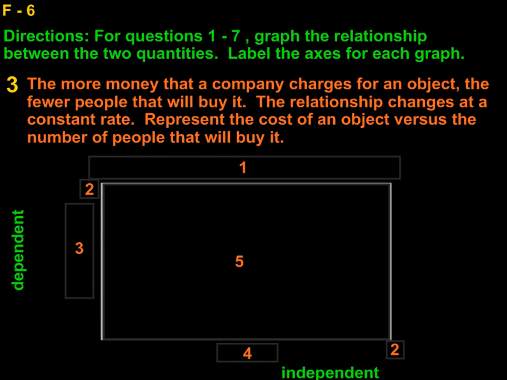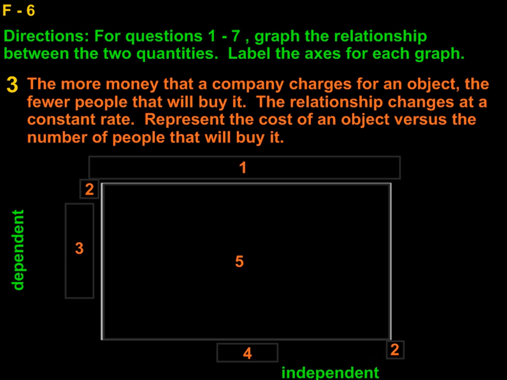With that in mind, let's take a look at question number 3. The directions for 1 through 7 are to graph the relationship between the two quantities, and then label the axes for each graph. So question number 3 states, the more money that a company charges for an object, the fewer people that will buy it. The relationship changes at a constant rate. Represent the cost of an object versus the number of people that will buy it.